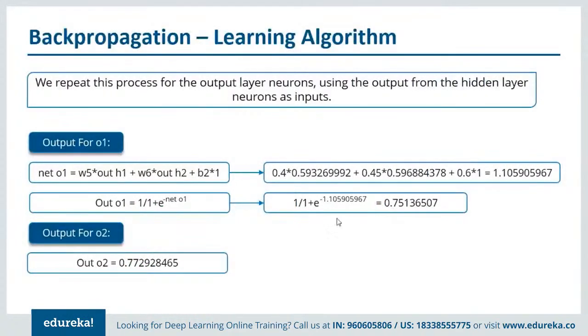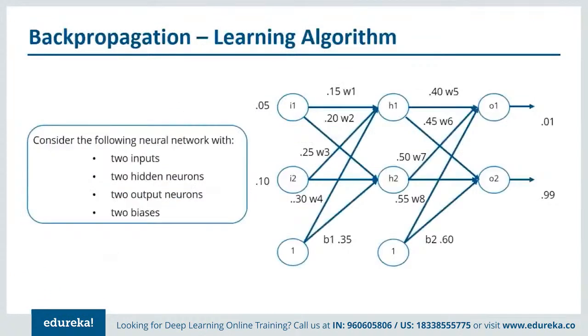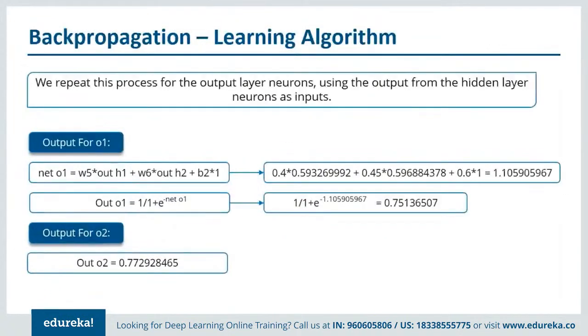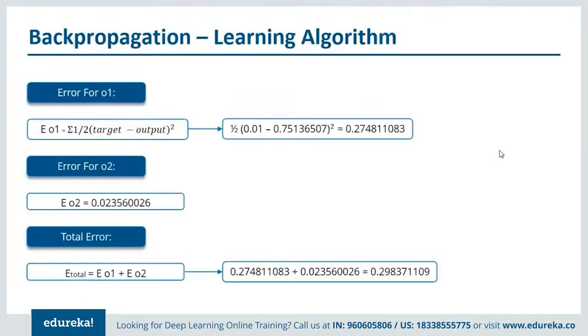Now, if you notice, this is not the desired output. Our desired output was 0.01 and 0.99. What we got instead was 0.75 and 0.77. So we need to update the weights. For that, we're going to calculate the error. Now the error for output O1 is nothing but the sigma of 1 by 2 times (target minus output) whole square. Target is nothing but your desired output and output is your actual output. So the error of output of O1 neuron will be 0.278. Similarly for O2 it will be 0.023. So the total error comes down to 0.29 something.